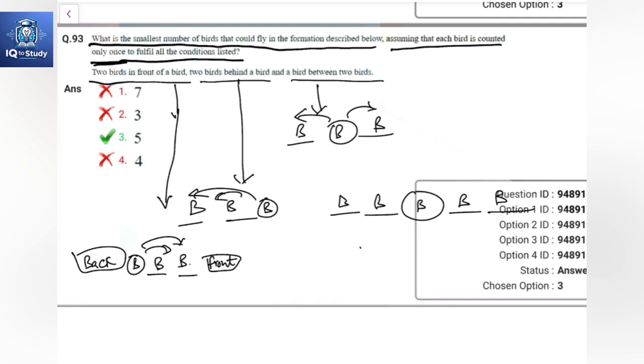So the total number of birds is equal to 2 plus 2 plus 1, which is equal to 5 birds. Which is option number 3.